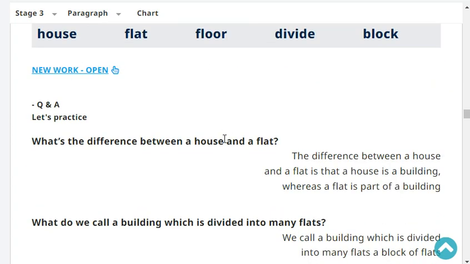Very good. What's the difference between a house and a flat? The difference between a house and a flat is that a house is a building, whereas a flat is part of a building. Very good.